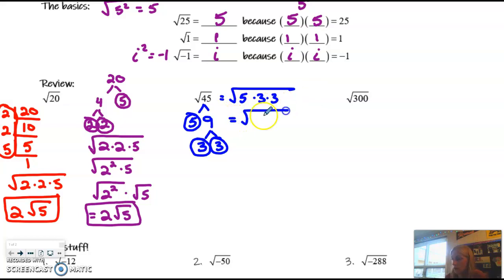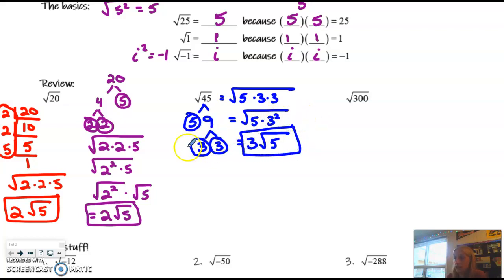Or 5 times 3 squared. Well, I know the square root of 3 squared. 3 squared is 9. The square root of 3 squared is just 3. The 5 doesn't have anything to simplify. Square root of 5 is an irrational number. So that is my final answer.